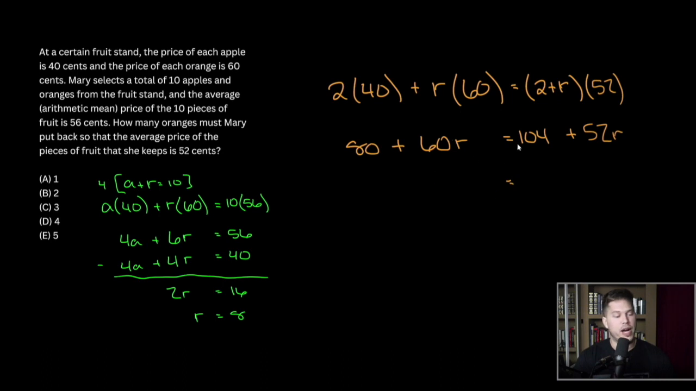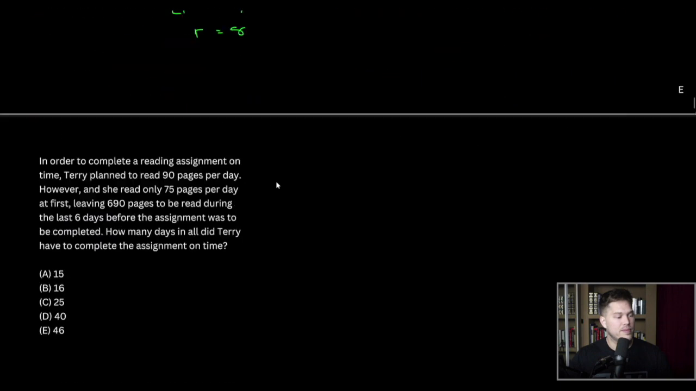Next, we can just combine like terms. We can move the 80 over and the 52r over to have 8r is equal to 24. Therefore, r is equal to 3. So the question says, how many oranges must Mary put back? If I'm going from 8 to 3, then that means I'm putting back 5 oranges, answer choice E.